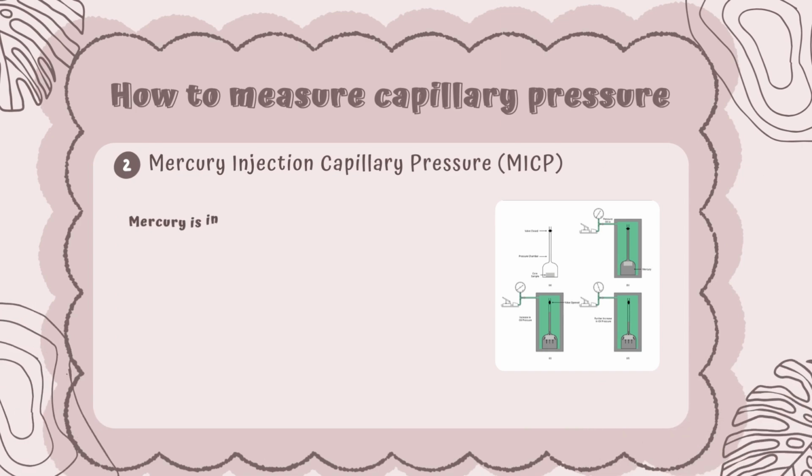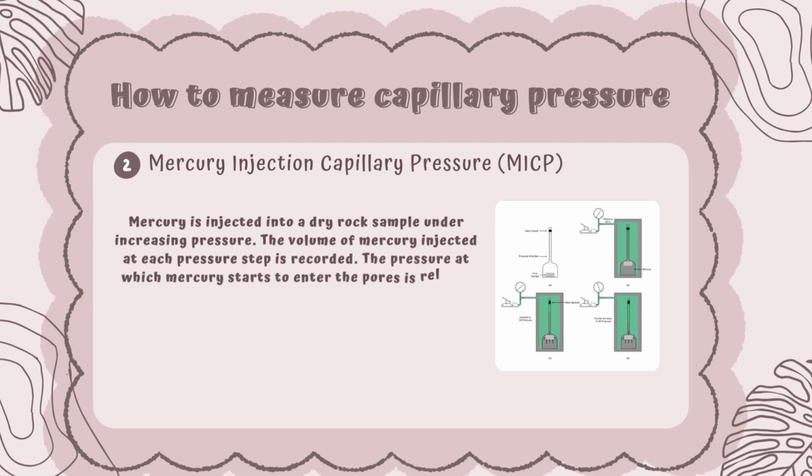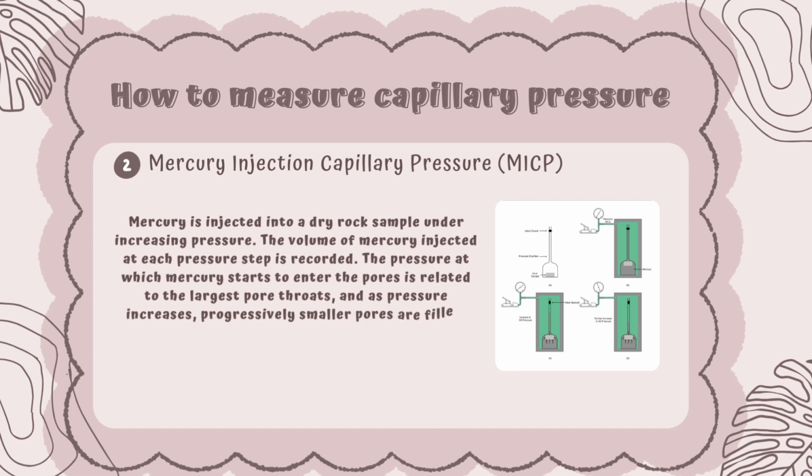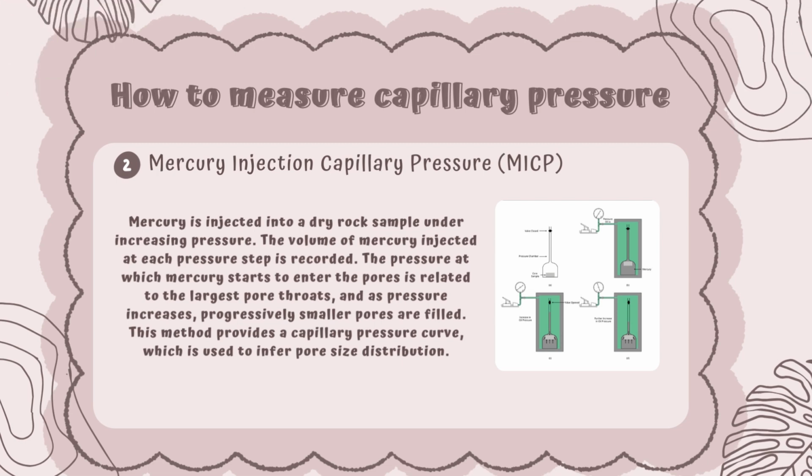The second technique is mercury injection capillary pressure, MICP. In this technique, mercury is injected into a dry rock sample under increasing pressure. The volume of mercury injected at each pressure step is recorded. The pressure at which mercury starts to enter the pores is related to the larger pore throats, and as pressure increases, progressively smaller pores are filled. This method provides a capillary pressure curve which is used to infer pore size distribution.